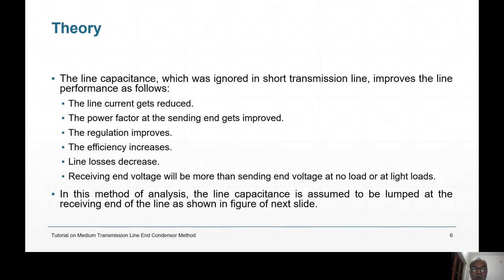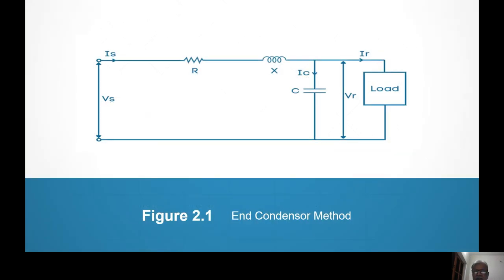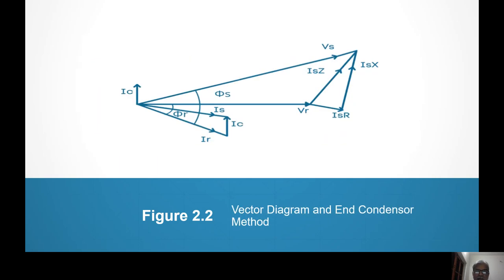Therefore, in this method, what we'll do, we'll assume the complete capacitance of the line to be lumped at the end of the line, and therefore it is known as end condenser method. Right. So simple, very, very simple diagram. Sending end voltage Vs, receiving end voltage Vr. Current IR, receiving end current, is passing through load, sending end current is there. And we have got a capacitance which is lumped at the end, which takes a current IC. So simple, very simple diagram.